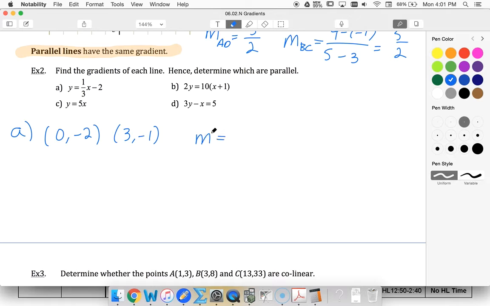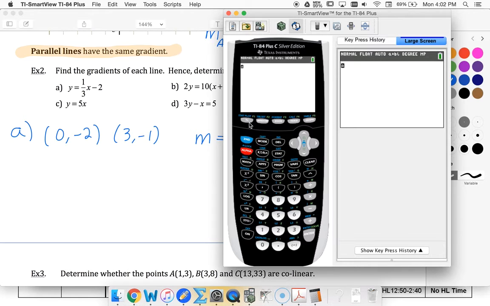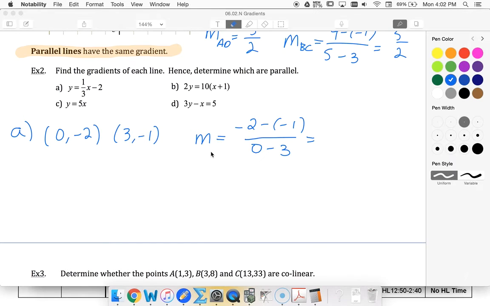So now I can say my slope, I'm going to do y minus y, -2 minus -1, divided by x minus x, 0 minus 3. Of course, I can put this into my calculator as well. So let's quit out of here. And then we had -2 minus -1, and in the bottom we had 0 minus 3. And we can see that we get the fraction 1/3.